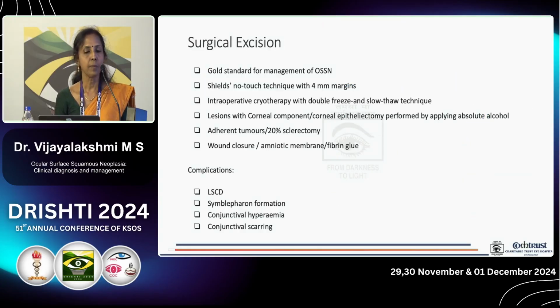Now, the gold standard for management of OSSN is Shields' no-touch technique with 4 millimeter margins of clear tumor-free zone, followed by intraoperative cryotherapy with a double freeze and slow thaw technique. That is very, very important. Again, if there is a corneal component, you'll have to go for corneal epitheliectomy using absolute alcohol, and in case of adherent tumors, you go for partial sclerectomy. Wound closure is done with amniotic membrane using fibrin glue. As I mentioned earlier, complications can be limbal stem cell deficiency, symblepharon formation, conjunctival hyperemia, and scarring.